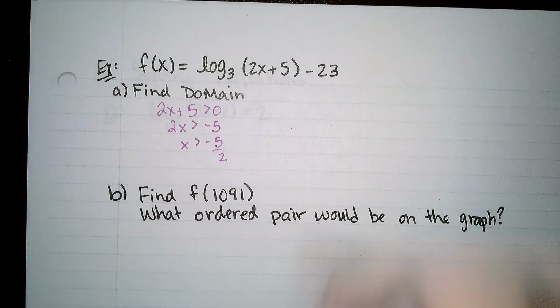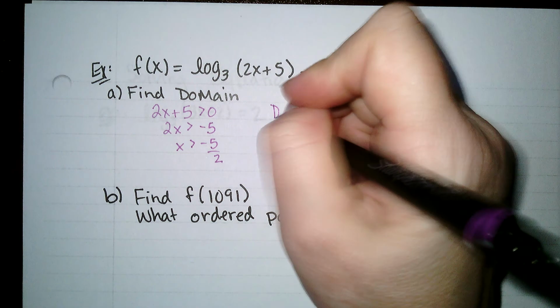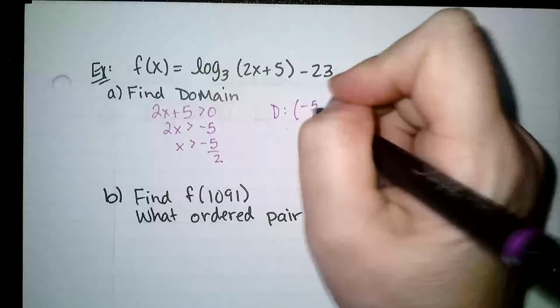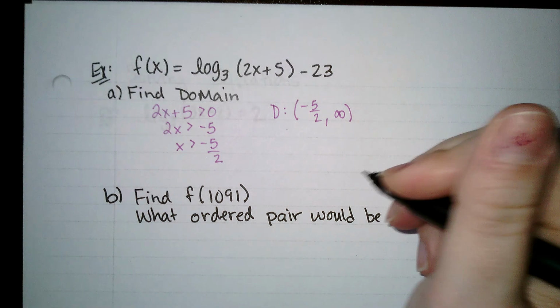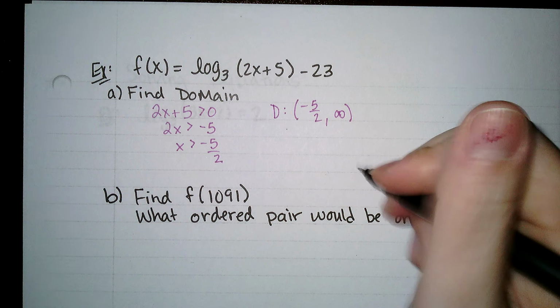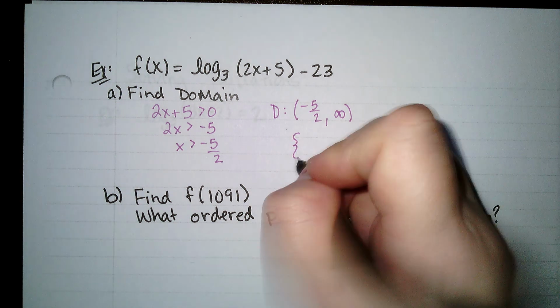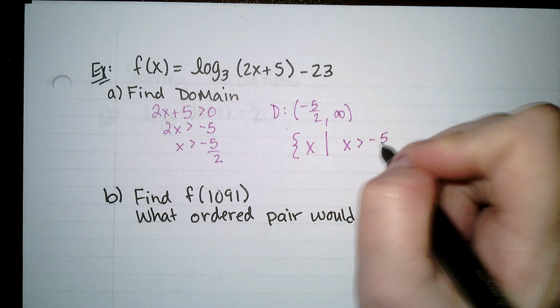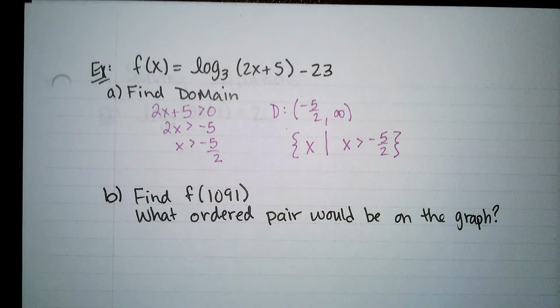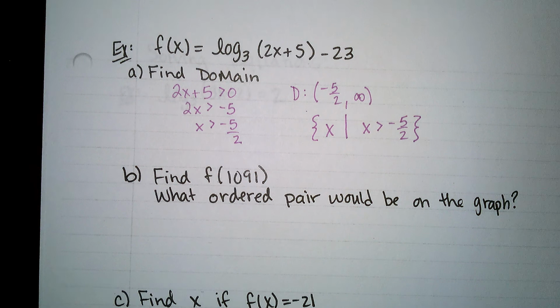If we're looking at interval notation, our domain would be from negative 5 halves to infinity. If we're in set builder notation, then we would have the set of all values of x such that x is greater than negative 5 halves. Set builder notation is pretty easy. You just have to chuck the inequality into that set builder spot.